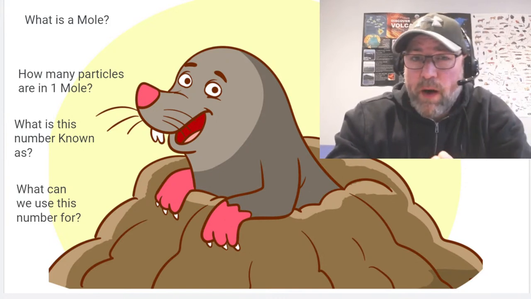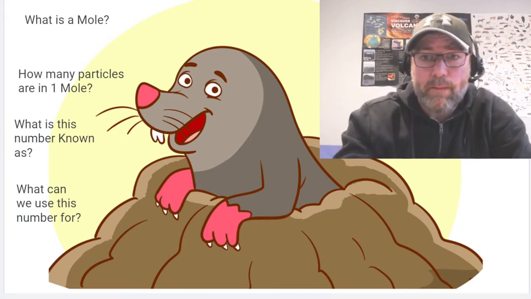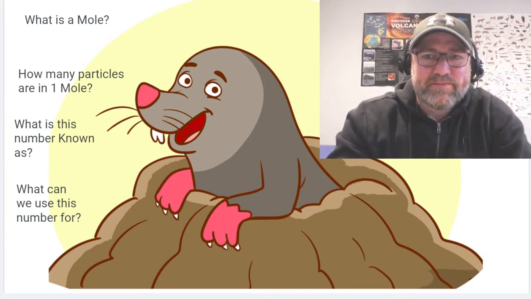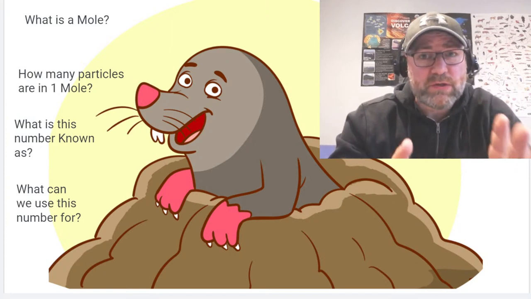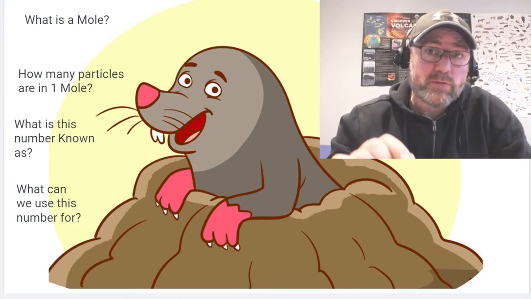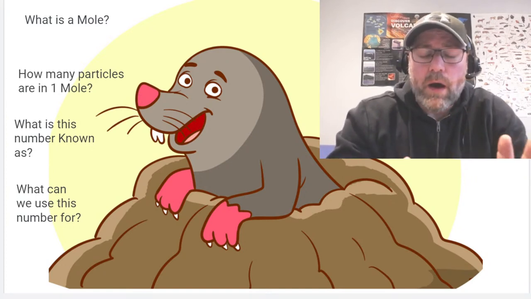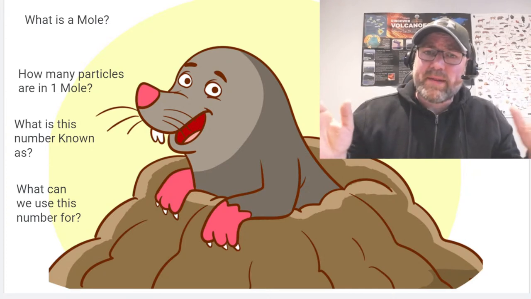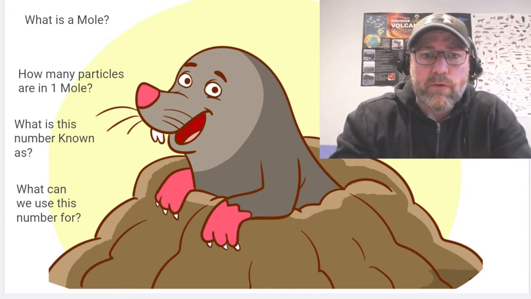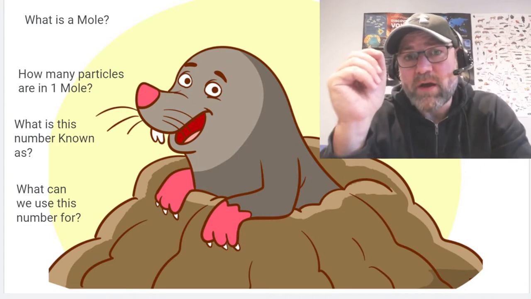How many particles are in one mole? You might remember the name for the number of particles that are found within one mole. You should remember it's 6.02 times 10 to the 23. Now, depending on your A-level syllabus, it can be 6.022 times 10 to the 23, just increasing the accuracy slightly more than GCSE. And what do we call that really big number? That's 23 zeros. So that's a huge number of particles inside a mole. You might remember the name for that. That's known as Avogadro's constant.